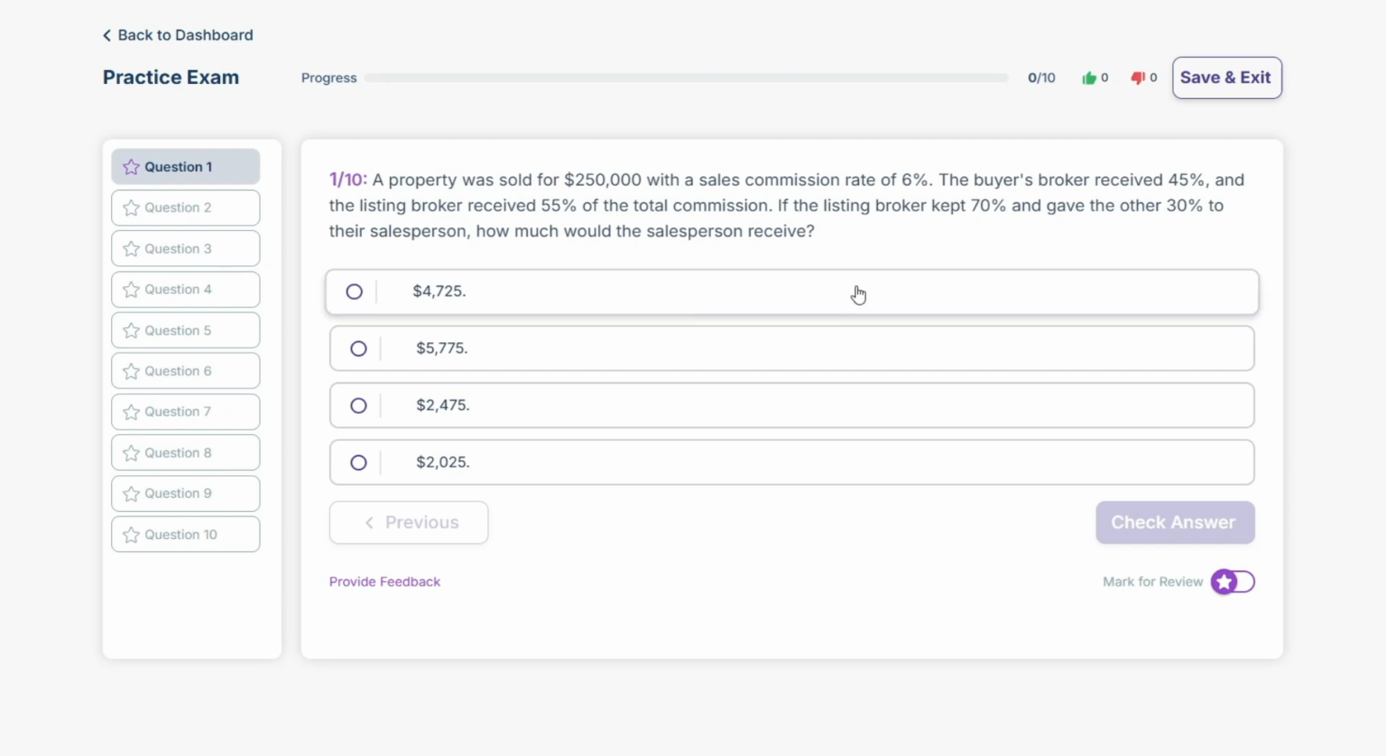A. $4,725. B. $5,775. C. $2,475. D. $2,025. Let's break this down step by step so it's easy to follow.